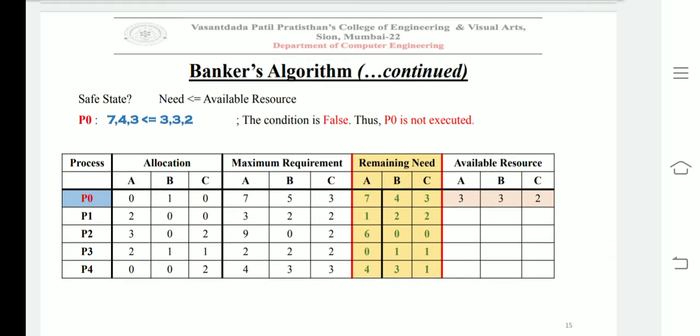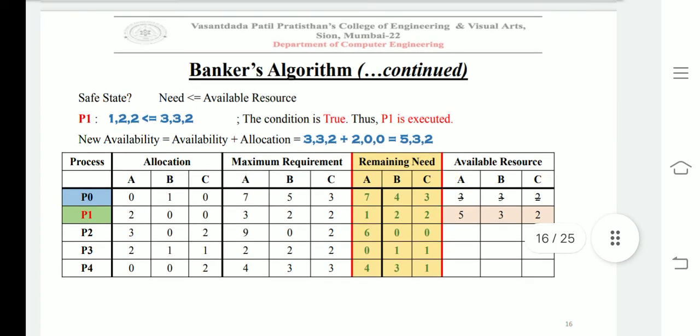Then our question is, is the system in a safe state? Again we will use the same formula: need is smaller than or equal to the available resource. Again we will start from P0 and check the condition. Yes, the condition is false here, so we will not execute P0. So the available resource will be 3, 3, 2 only. We will not update the value.